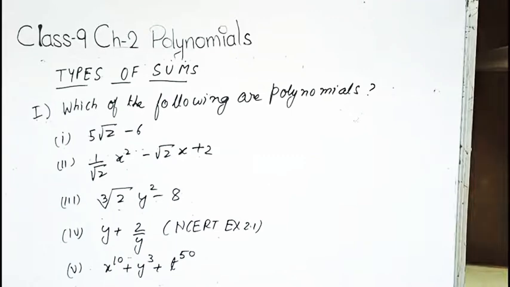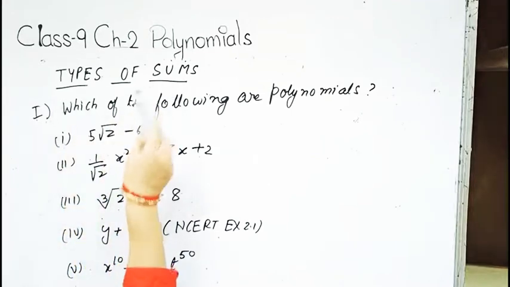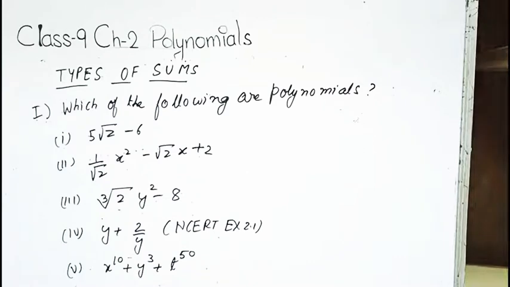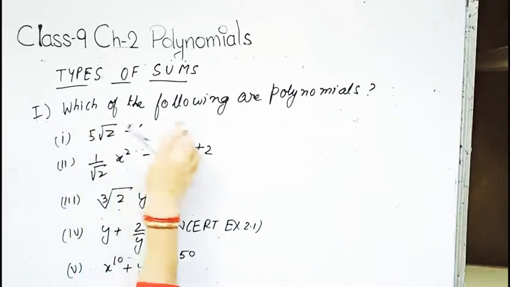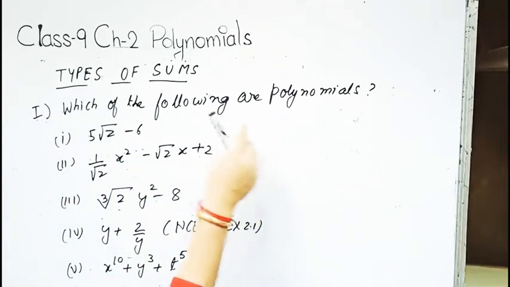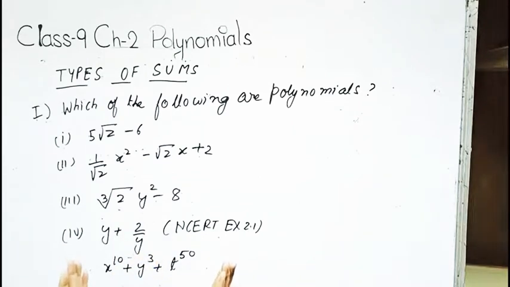Now children, let us go to the types of the sums. Till whatever I have taught, let us do some sums. The types of the sums we have done are, number one, which of the following are polynomial. Some algebraic expressions will be given, and you have to find out whether those algebraic expressions are polynomials or not.